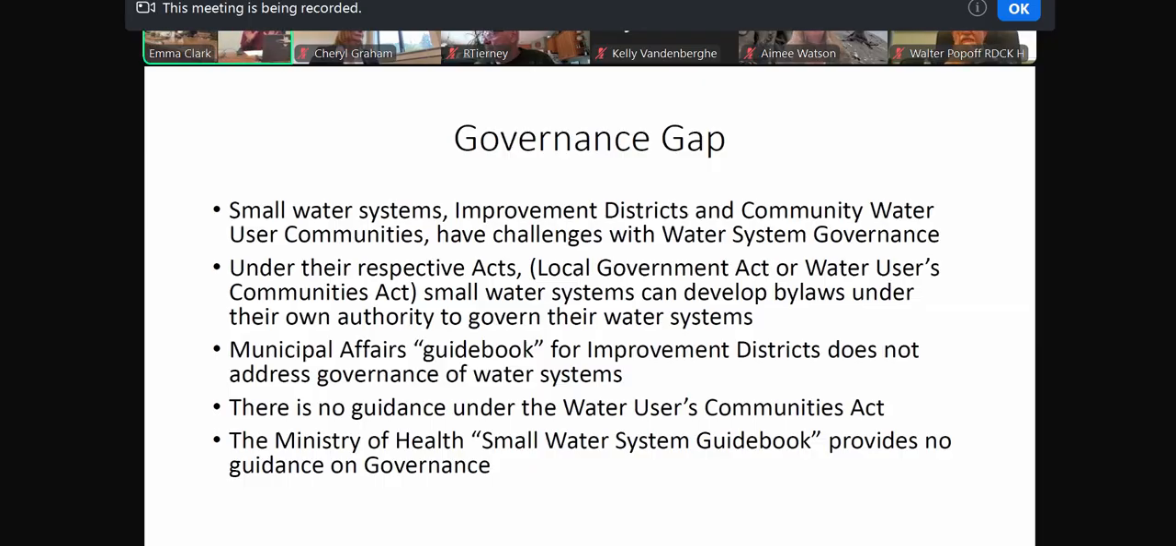Under the Local Government Act or the Water Community Act, there are no guidelines in place on how to actually govern your system. There's material on finance and other things, but nothing about how to govern your water. And in the Ministry of Health Small Water Systems guidebook, there's also not guidance per se. This is the gap that exists now, and it's been known for a long time, and I don't think this is new information necessarily. So, the next slide.